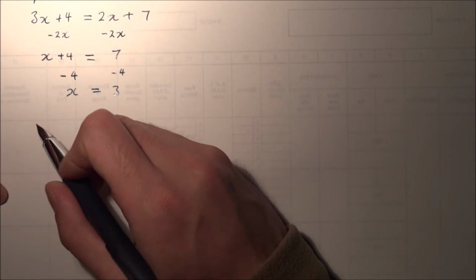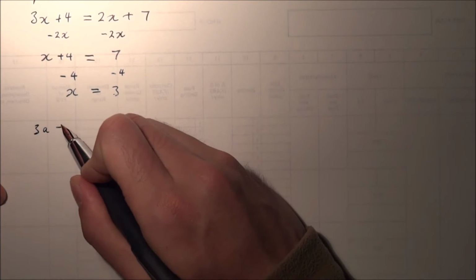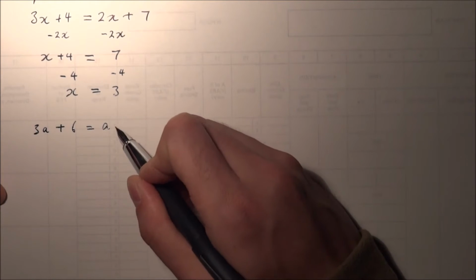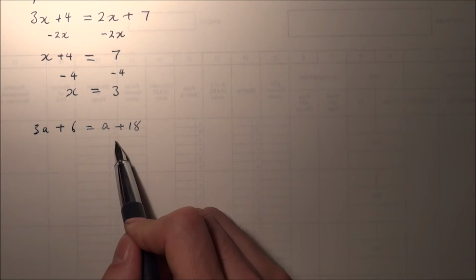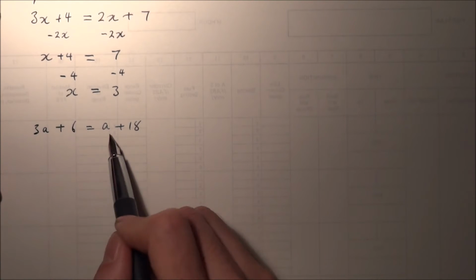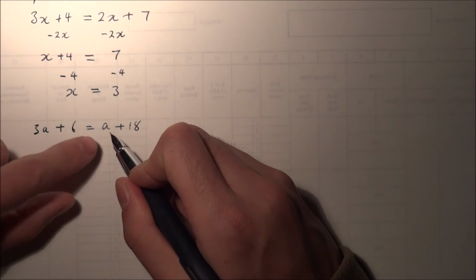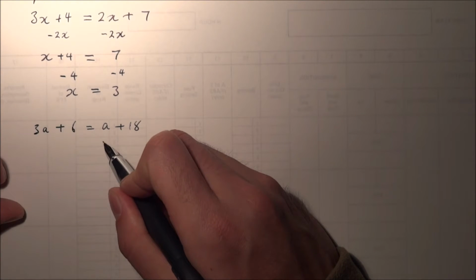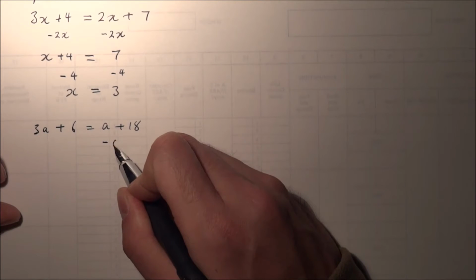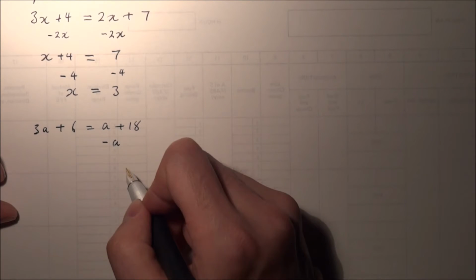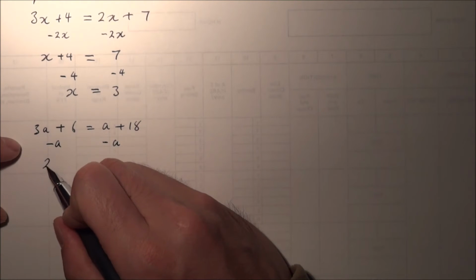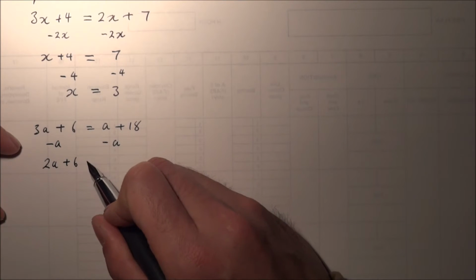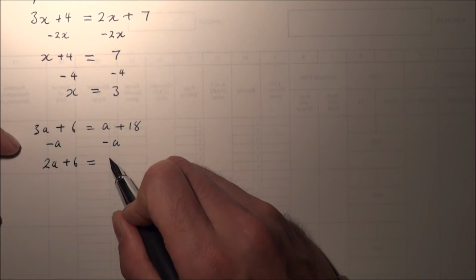Let's have a look at another example. 3a + 6 = a + 18. So once again, we have to move all the polynomials to one side. So the best thing to do is move this a to that side. We try to cancel it out by subtracting a from here, and of course we do the same to the other side. 3a - a is 2a + 6 equals a, and the minus a cancels out, we end up with 18.